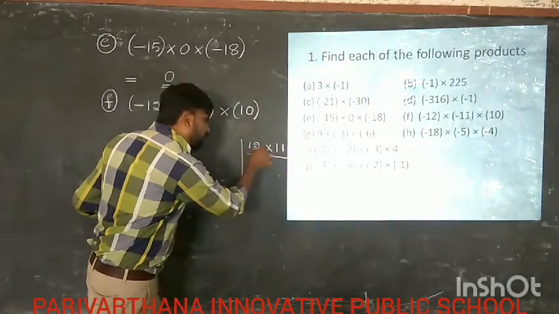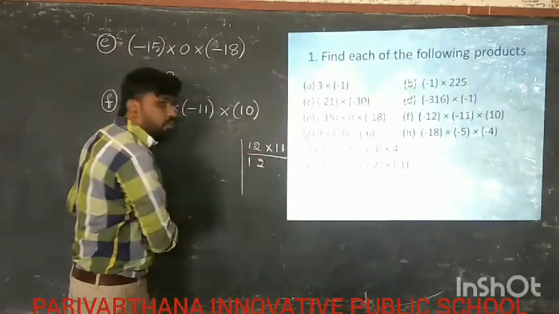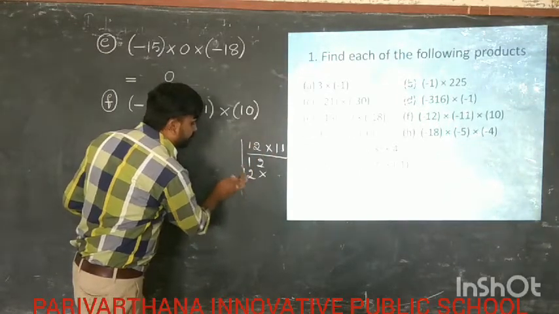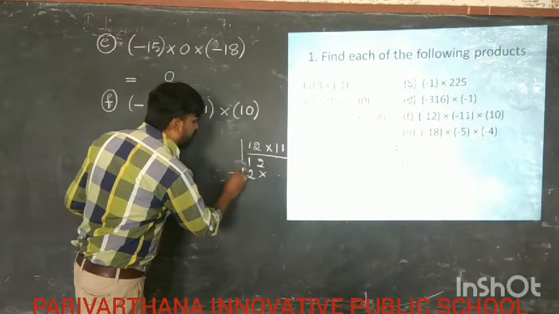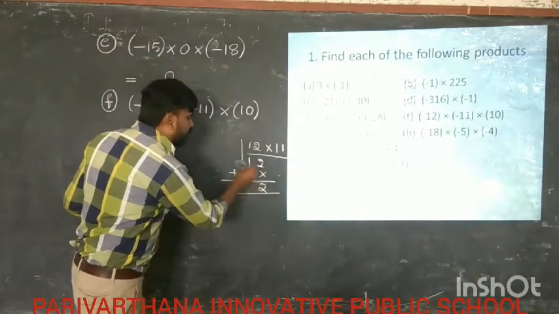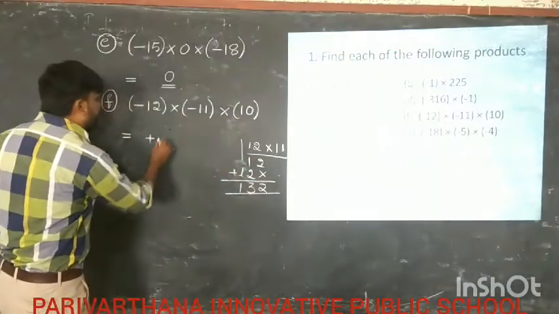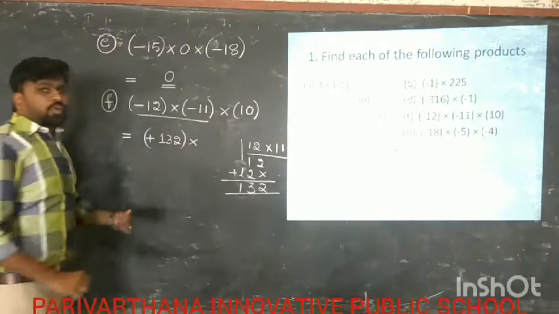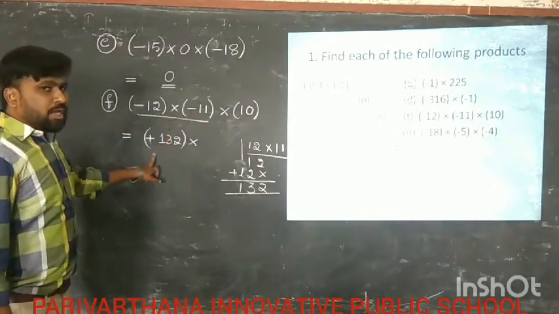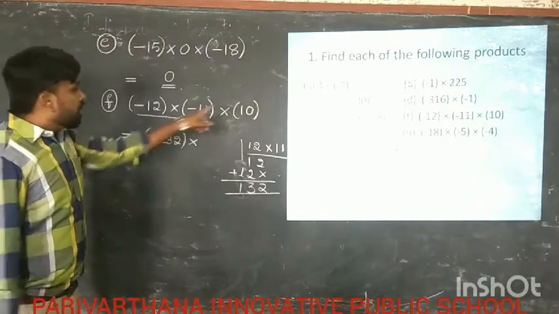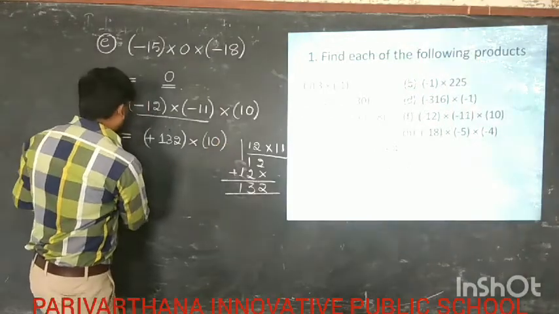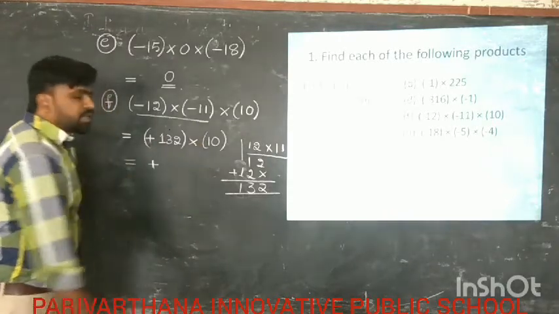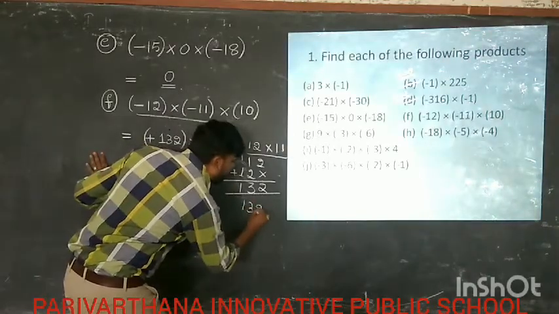12 times 11. 1 times 2 is 2, 1 times 1 is 1, into 1, 2 is 2, 1, 1 is 1. Plus 2, 2 plus 1, 3, now it is 1. The answer is plus 132. This is the first two integers, minus into minus plus, 12 times 11 equals 132. Then times plus 10. Clear? Plus 132 times plus 10, plus into plus, again the answer is plus. 132 times 10, again do rough work.